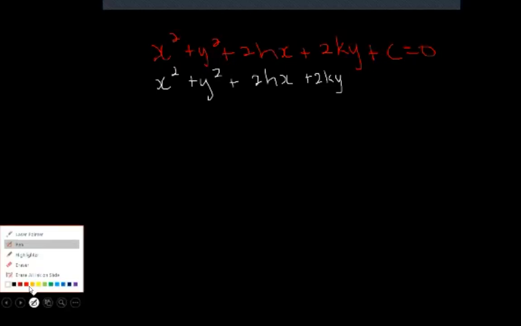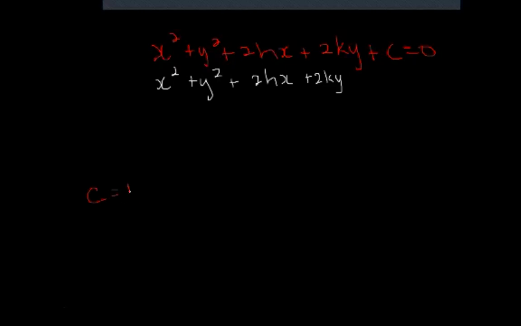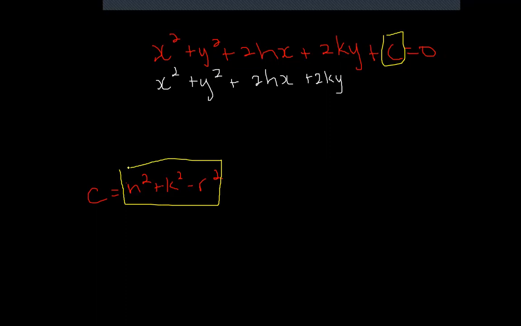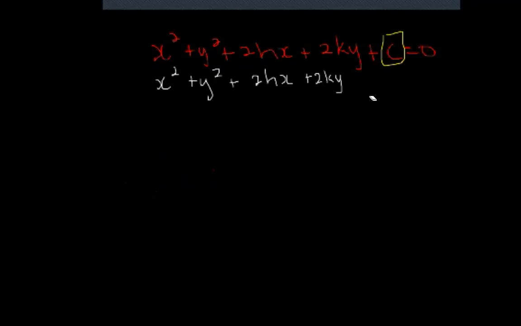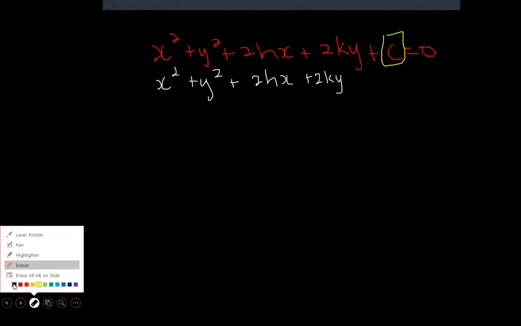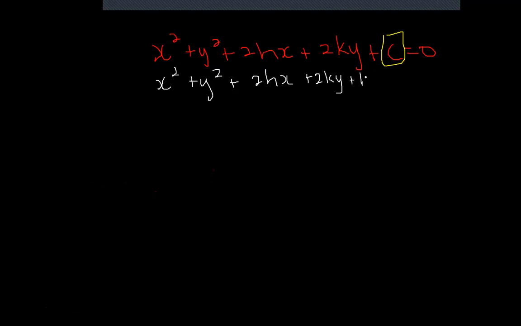Remember that c, the formula for c is h squared plus k squared minus r squared. So you see this c right here, I could replace it with this instead. Right? So let's do that now. So instead of writing c, what I'm going to put is the plus h squared plus k squared minus r squared is equal to 0. Trying to write this in the standard form.